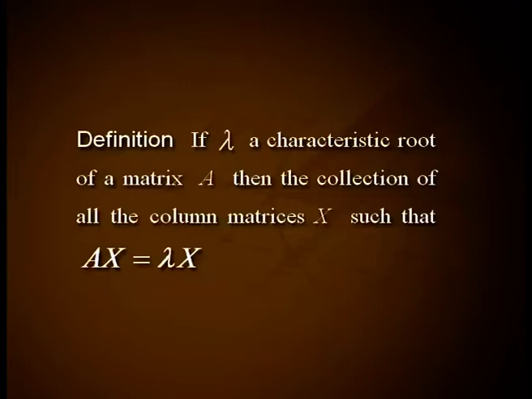Definition: if lambda is a characteristic root of a matrix A, then the collection of all the column matrices X such that AX equals lambda X is called the characteristic space associated with lambda.